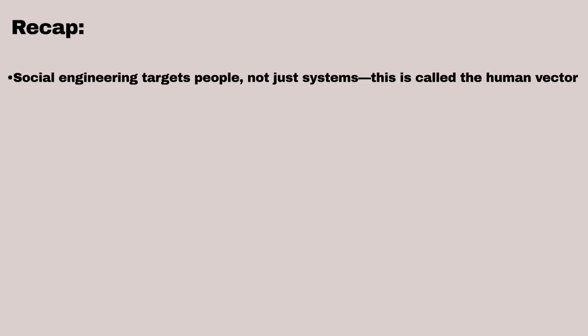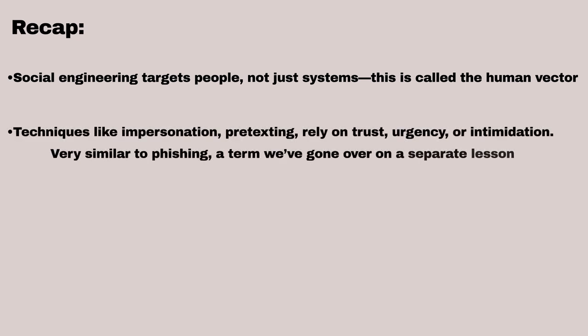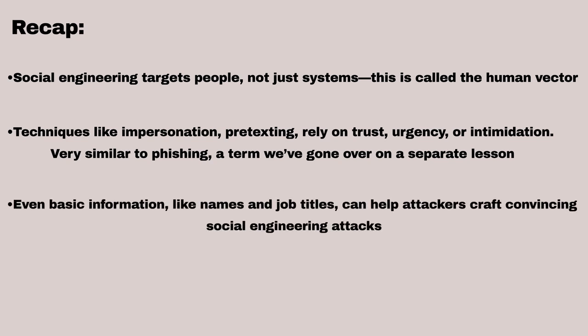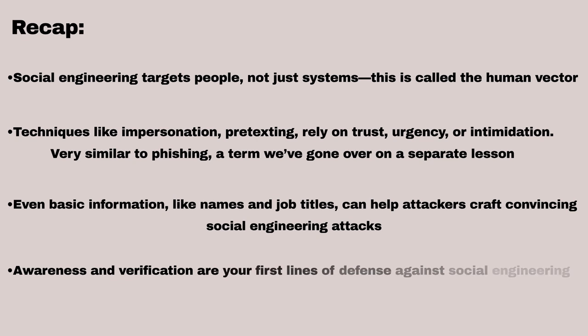Here's a recap. In this video, we learned that social engineering targets people, not just systems. This is called the human vector. We learned techniques like impersonation and pretexting rely on trust, urgency, or intimidation, very similar to phishing, a term we've gone over in a separate lesson. And we learned that even basic information like names and job titles can help attackers craft convincing social engineering attacks. And lastly, we learned awareness and verification are your first line of defense against social engineering.